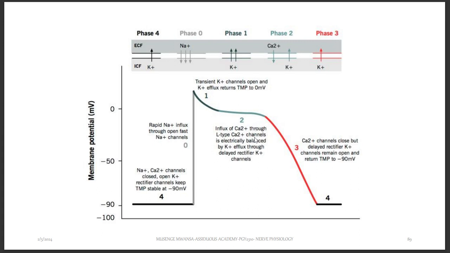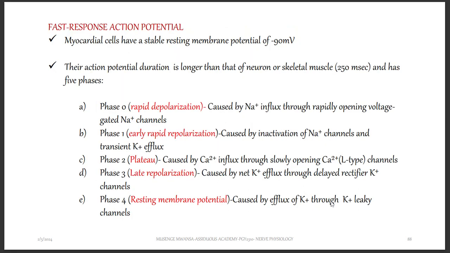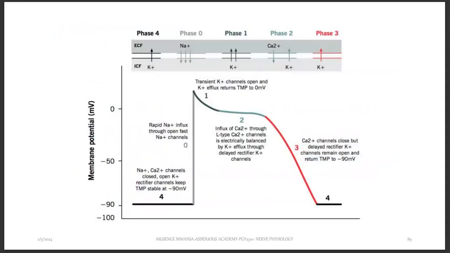And actually, calcium is entering the cell using the L-type calcium channels. And then you have the calcium channels closing, and the potassium channels remaining open. So there is now a drop. This is now a repolarization, and then you go to the resting phase, which is phase 4, and that is caused by delayed potassium channels.